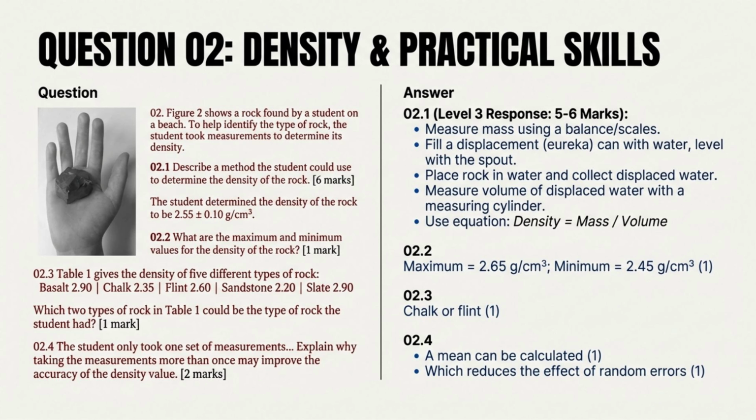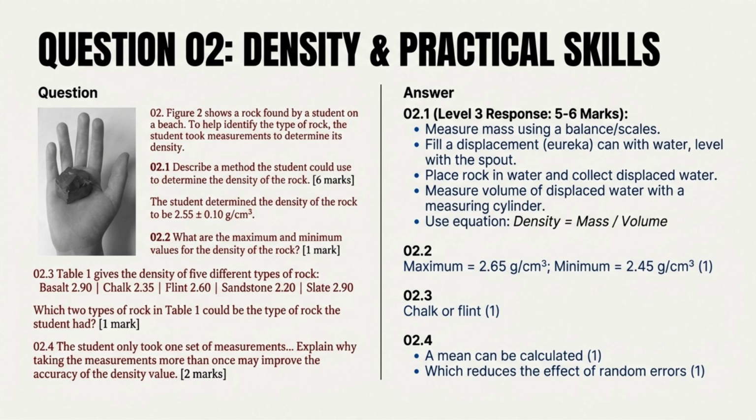Let's move on to question 02. We're looking at density and practical skills. There's a picture of a hand holding this irregular, rough-looking rock. And question 02.1 asks for a full method to determine the density of that rock. It's a 6-mark question, so they want the complete level 3 response breakdown. Since it's irregular, you can't just take a ruler to it to find the volume. No, absolutely not.